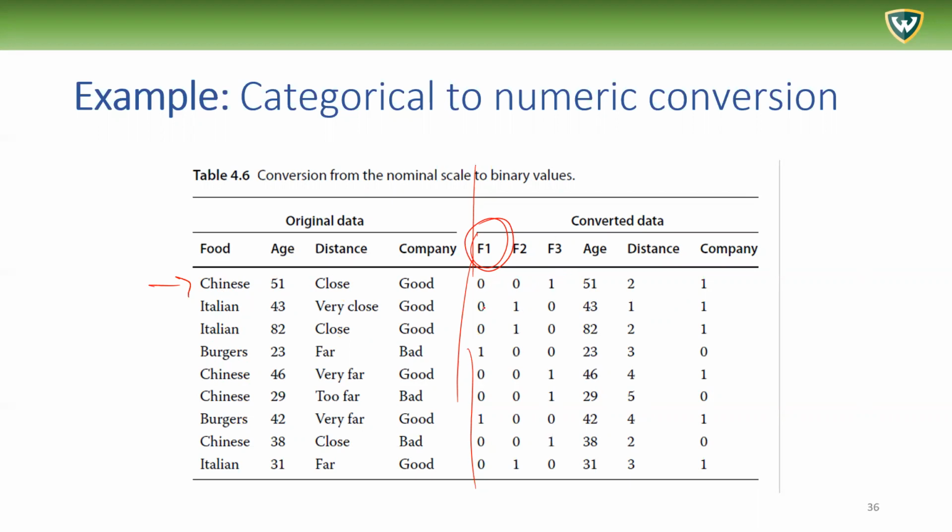And if the particular row is that food, then you get a 1. So here, food 1 means burgers, food 2 means Italian, and food 3 means Chinese. The first one is Chinese, so it's not burgers, 0. It's not Italian, 0, but F3 Chinese is 1. Now, of course, the issue is, suppose you have 100 different kinds of foods. That's one variable with 100 different values.